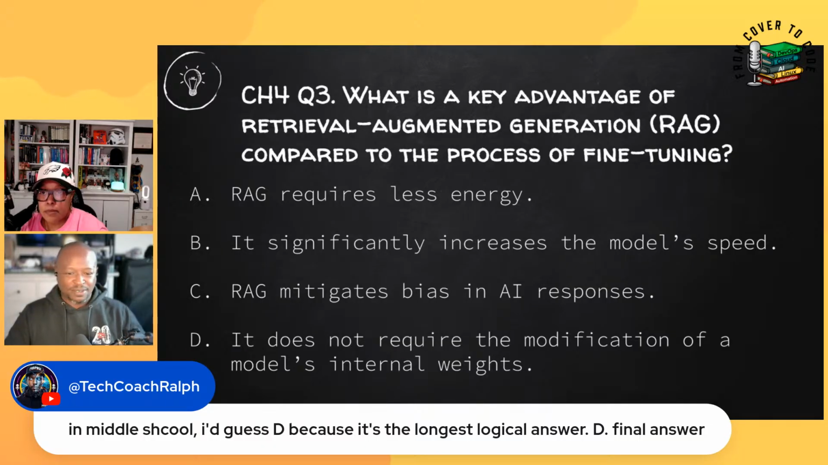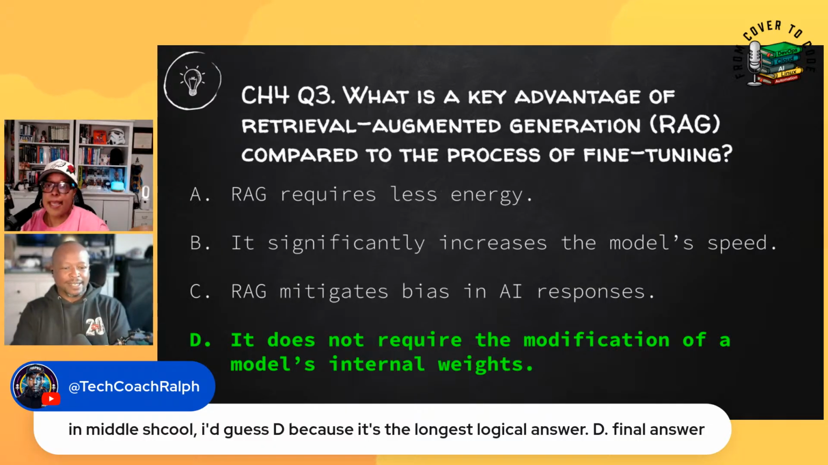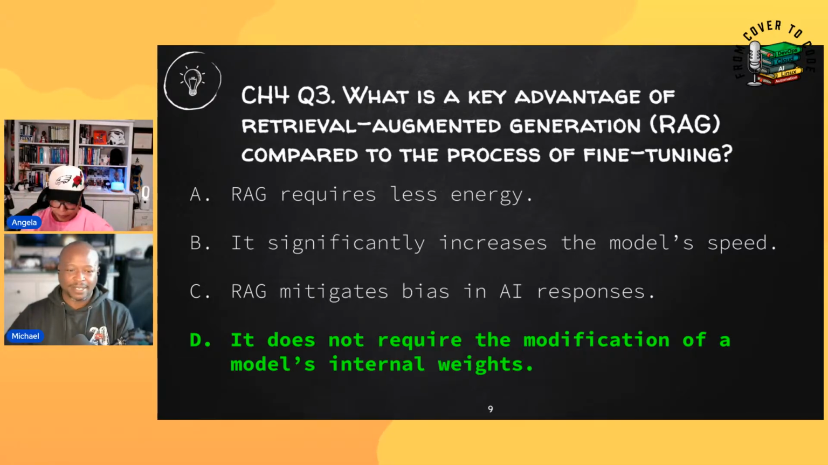So let's see if the answer lines up. And yes, indeed, it does. D is the correct answer for that. It doesn't require any modification of the model's internal weights.